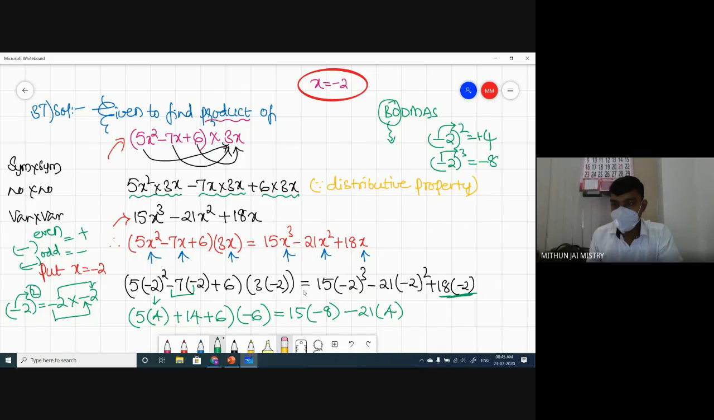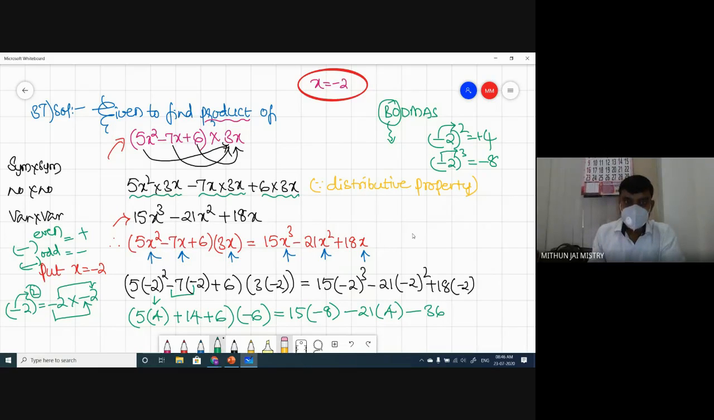Now these are free. Free means here there is no power. So we can directly multiply now. Like plus into minus. Plus into minus is minus obviously. And 18 2 times is 36. We are not yet done.